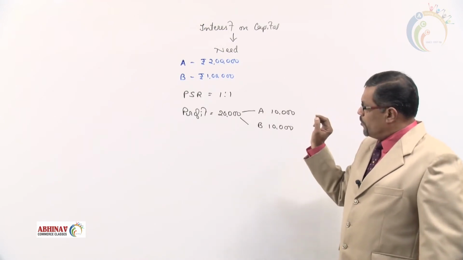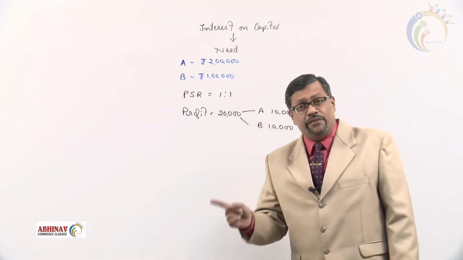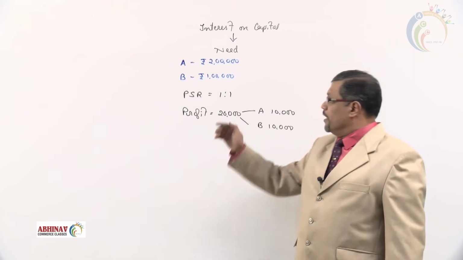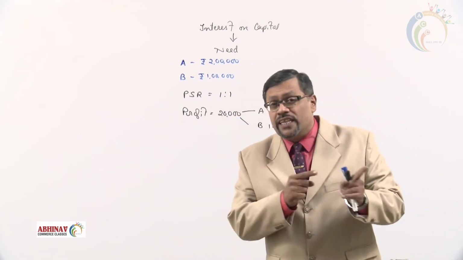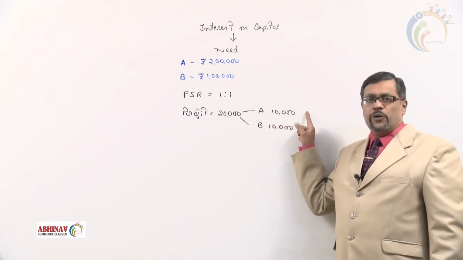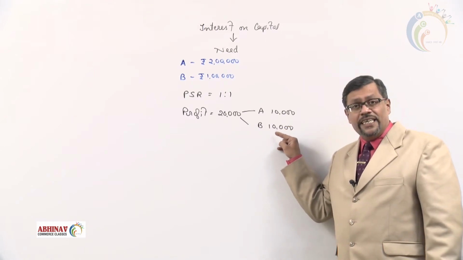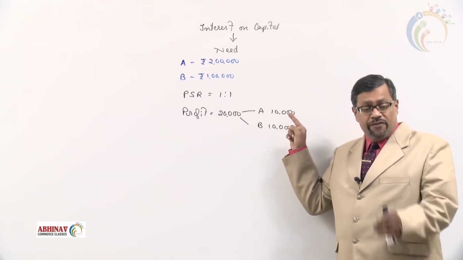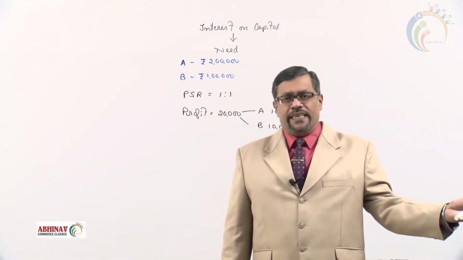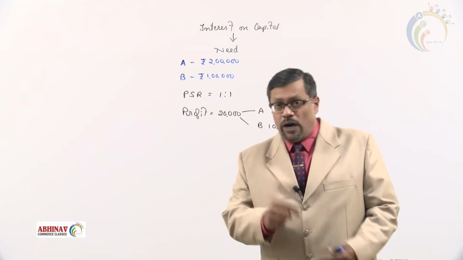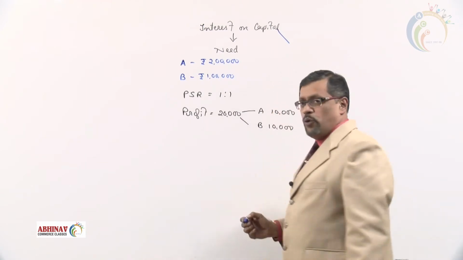So you can observe this. B's capital is almost half of what A has invested, but the share in the profit he is getting is equal to A. So here B is getting an undue advantage over A. Investing less capital, he is getting the same share as what A is getting. To avoid this, there has to be some interest on capital provided.